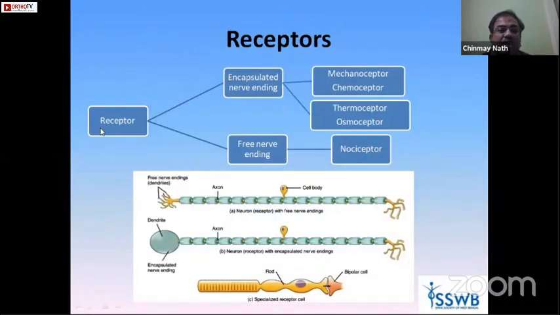Now coming to the receptors. Receptors may be of two types: encapsulated nerve ending like this, and free nerve ending. Encapsulated nerve endings may be mechanoreceptors, chemoreceptors, or thermoreceptors, and free nerve endings are the nociceptors. There may be specialized nerve endings in the central nervous system.